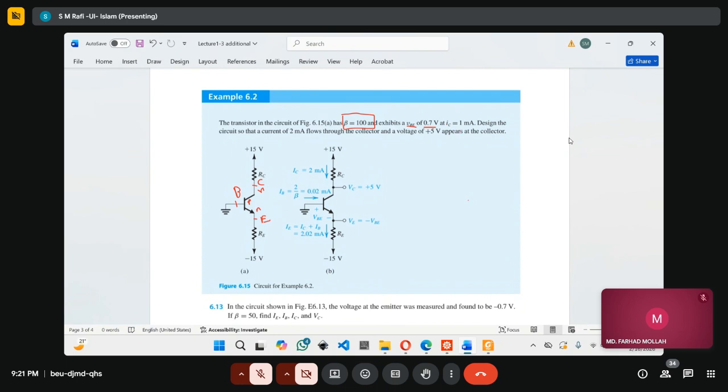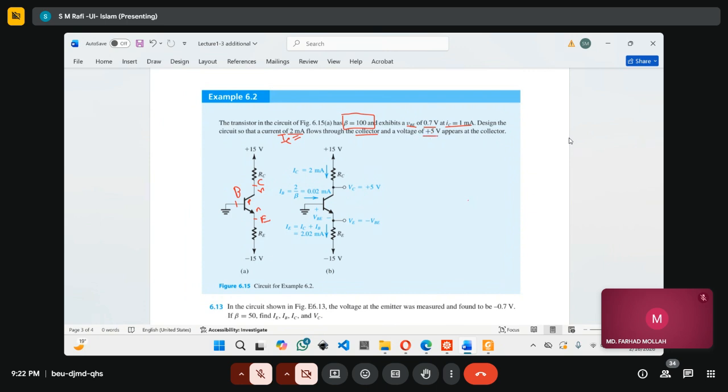It's also given that the collector current is 1 milliampere. So we need to design the circuit, so there should be something unknown, and we need to find that value. It says, design the circuit in a way that 2 milliampere current flows through the collector. So that means this collector current is equal to 2 milliampere.